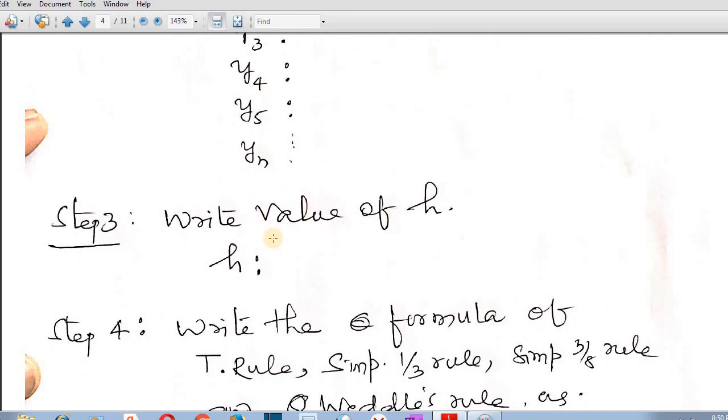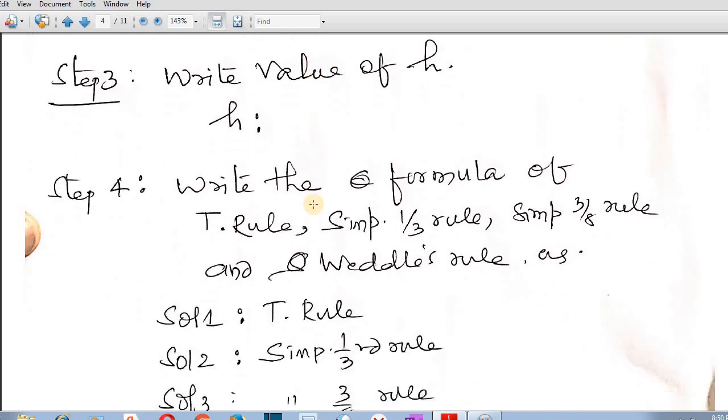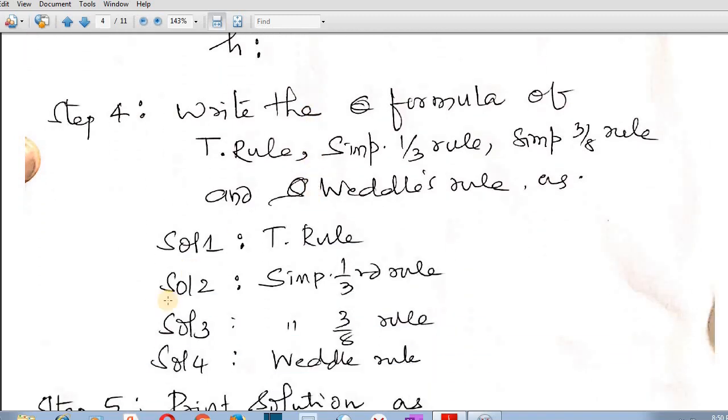Then write the value of h. We have to write what is the width of the interval. It may be given by the problem, or else we have to divide b minus a by n. Next we have to write the solution. Take the trapezoidal rule, the complete expression we have to write, that is h by 2 into bracket y0 plus y1. Like that all the formula should be written in the Maxima window.